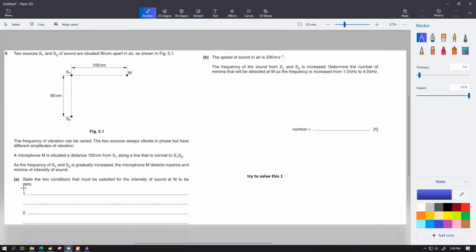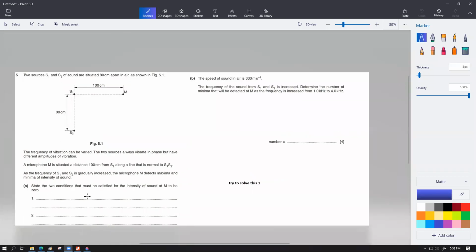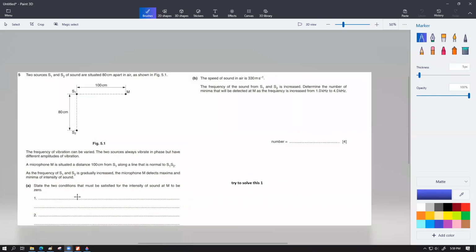So to get minima, the phase difference between the two sound waves should be 180 degrees, or you can write pi radian, or you can write that they should meet exactly out of phase. You can write in that order. So number 2A is actually pretty simple to answer. It's a 2-mark question. You can pretty easily answer that. 2A is not a big deal.